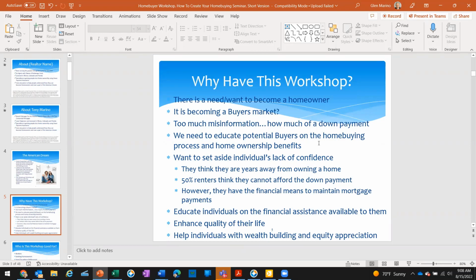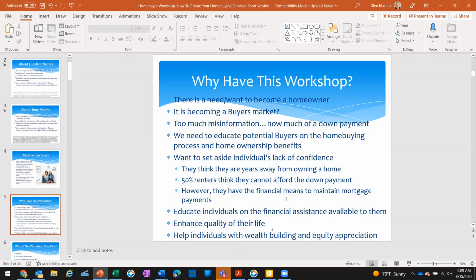However, they have the financial means to make that rental payment every month, which could also be the means by which to maintain mortgage payments. We need to educate individuals on the financial assistance available to them. We need to enhance the quality of their life.